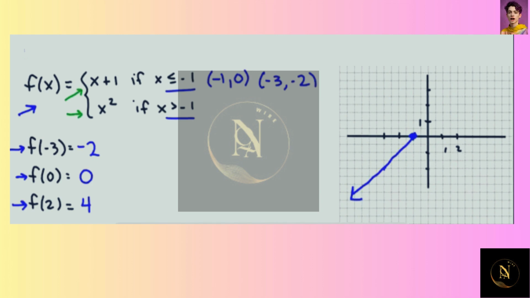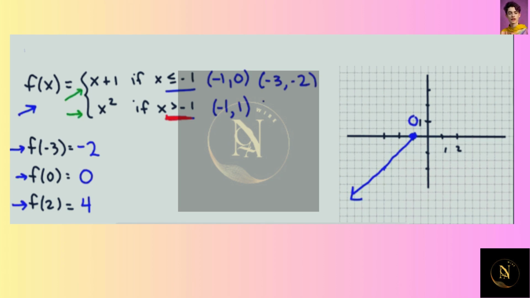Now for the piece of a parabola. We know it's going to end at -1. If you square -1, you get +1. Now that's not actually going to be a point on the parabola because it says just greater than -1. It doesn't say equal to. So we're going to make this an open circle. Open circle at -1, 1.